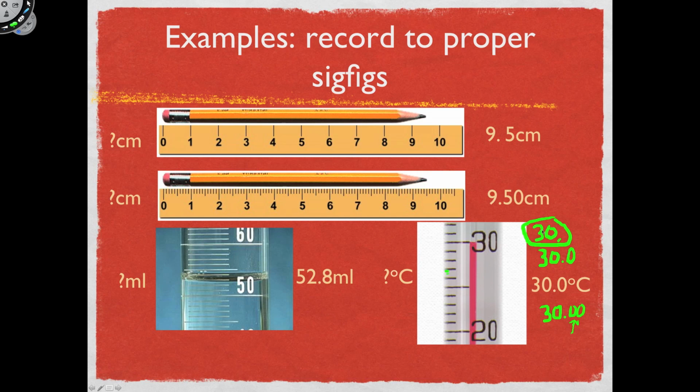And this leads us into what's called significant figures. So that's part 5. Part 6 will be on the way.